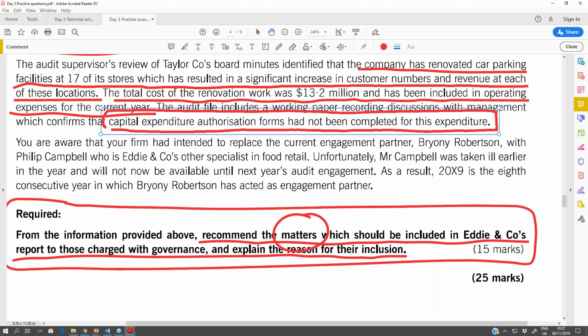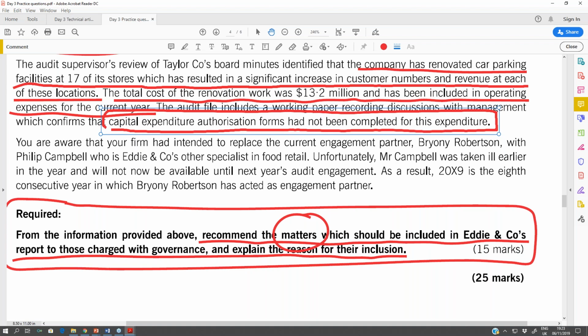But what was the reason for this ethical issue? The reason is that you were about to replace the partner, replacing Bryony with Philip. But unfortunately, Philip fell ill. And for that reason, in the absence of Philip, Bryony has to work for another year. So you will tell the examiner this is a familiarity threat, but you will then also tell the examiner that this is permissible, because the partner who had to take over fell ill. And because of that, automatically, this became permissible.